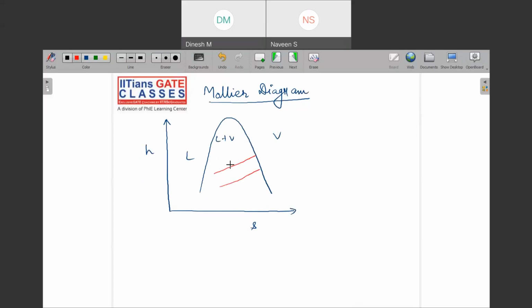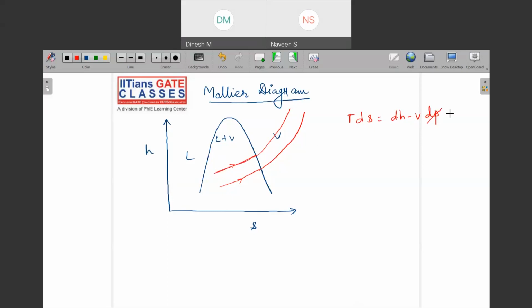What is the nature of the constant pressure lines? We see that constant pressure lines are straight lines in this region, and here they are curves with increasing slope. So what is the importance of this curve? Let us try to understand. You have one important relation, TdS is equal to dH minus VdP. If we are drawing in the phase change region, the pressure is constant, or more specifically, we are trying to draw the constant pressure lines.